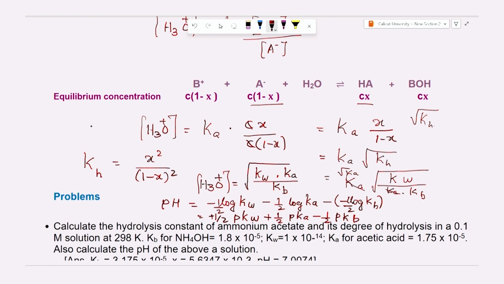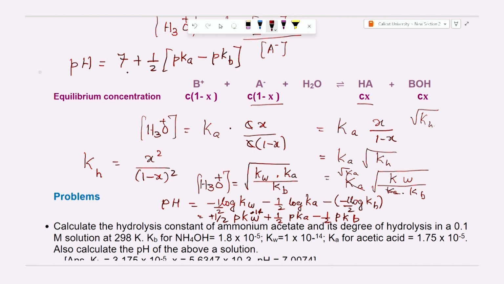Okay. So, the final equation I will write at the top here. I can put it as pH is equal to, pKw is equal to 14 and half of pKw will be 7, plus half of pKa minus pKb.